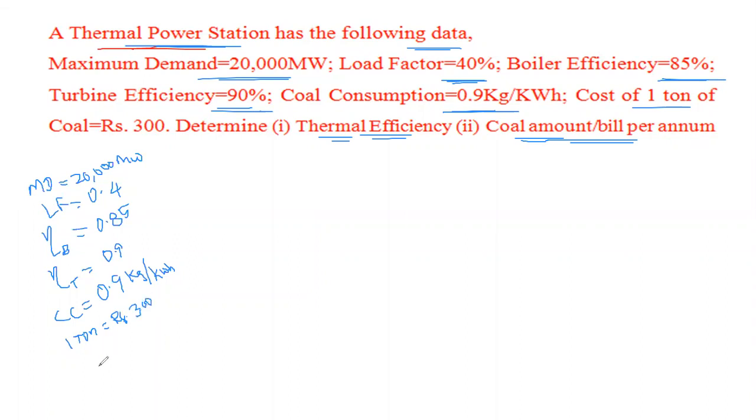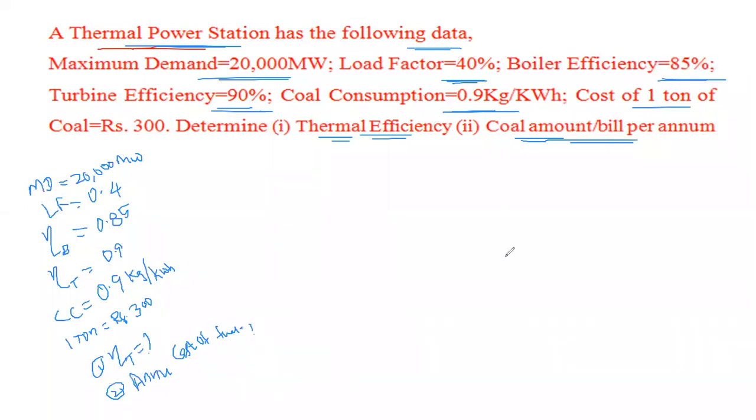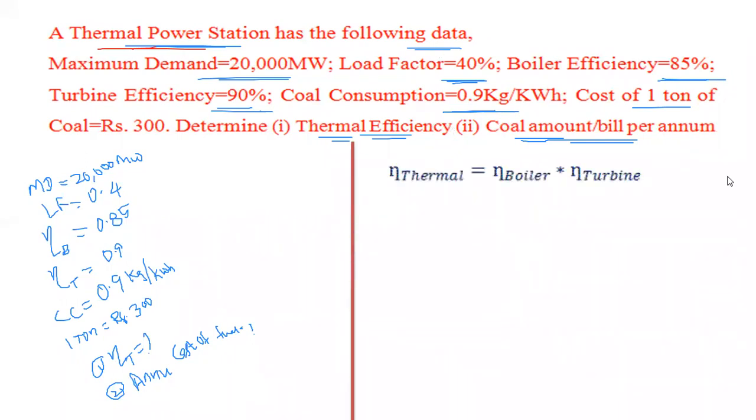Here we want to find two parameters. The first one is the thermal efficiency. The second one is the annual cost of the coal, that is, per annum when we generate the power, how much coal is required. That is the annual cost of fuel, meaning the annual cost of the coal required. Now based upon the available data, we want to find the thermal efficiency. What is the formula?